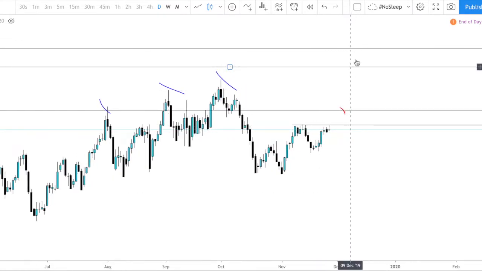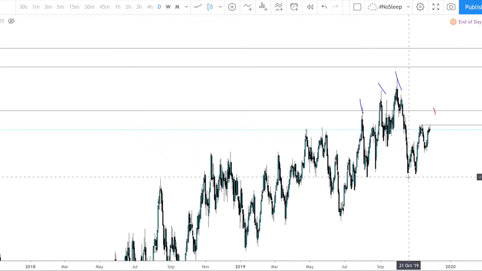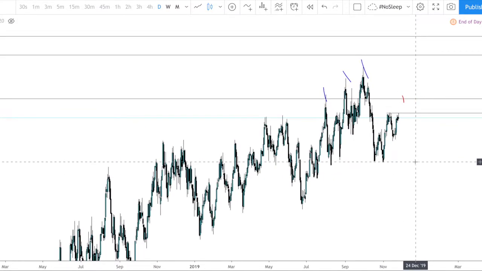If it hits one of these, hopefully we'll start to see some sort of rejection. Okay, but ultimately I'm favouring 98.82 to 99 at a push, before seeing the dollar actually start to melt. That's what I'd like to see.